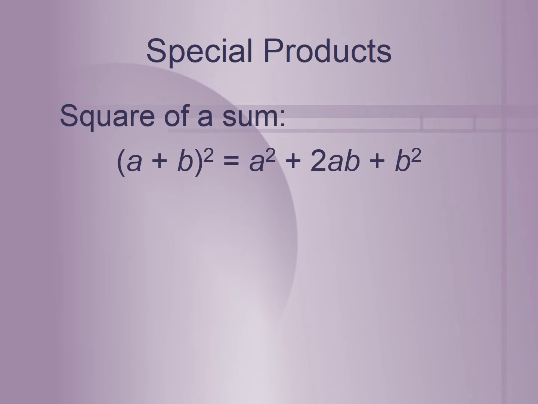So the first special product is the square of a sum. What that means, the square of a sum, is when you have a binomial that is squared, a binomial like a plus b that's squared. So the formula for this is whatever that first term is, you square it, and then plus 2 times the first term and the second term, and then plus that second term squared. So this is the formula here.